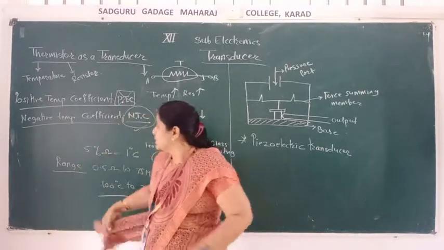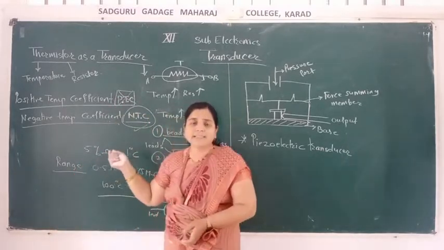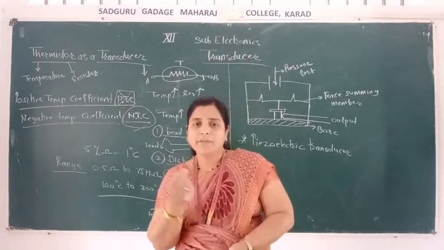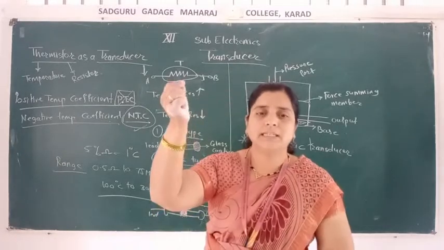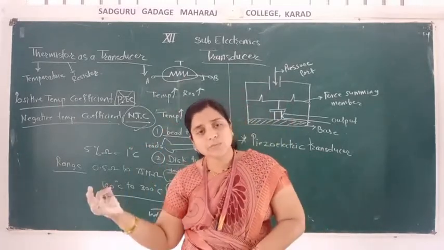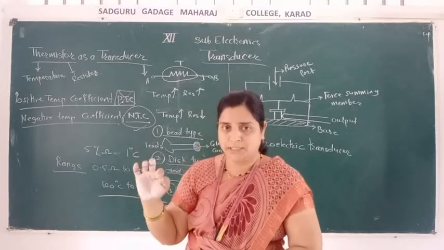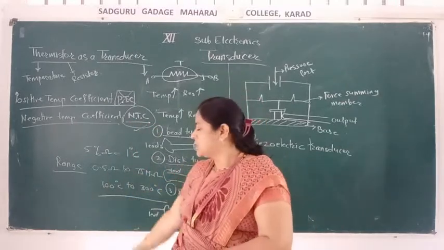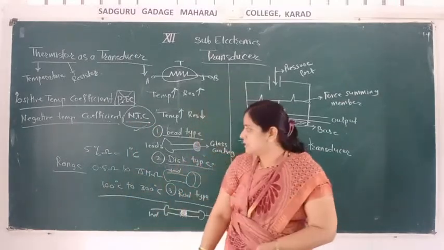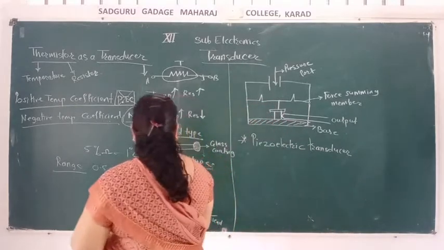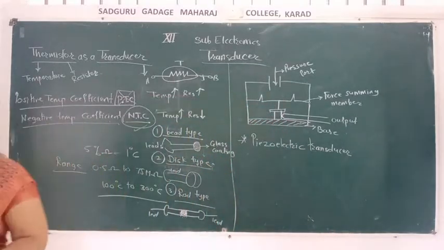It is a very sensitive element, so that if the temperature is increased by 1 degree Celsius, the resistance will change by up to 5 or 6%. The range of resistance and range of temperature is given. We'll see the graph for that.